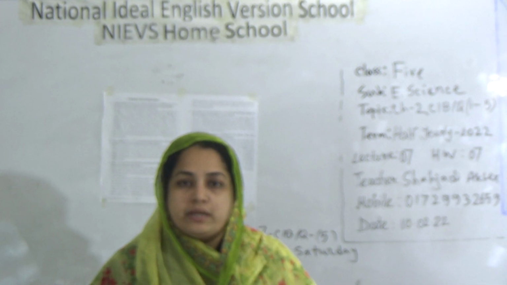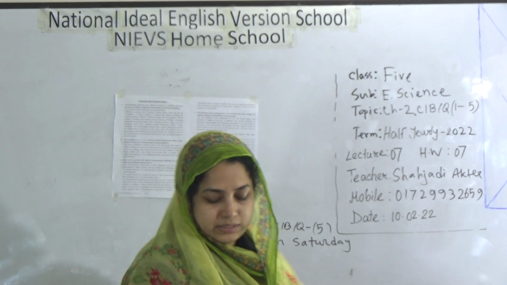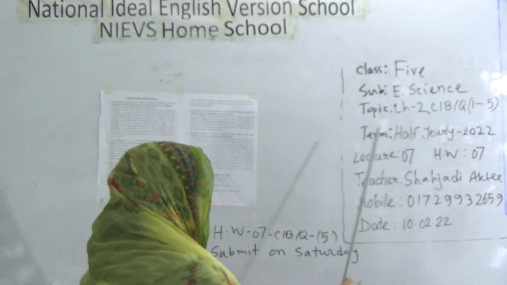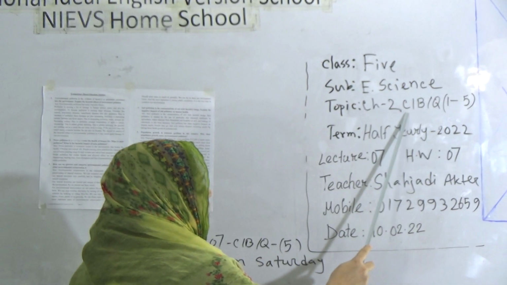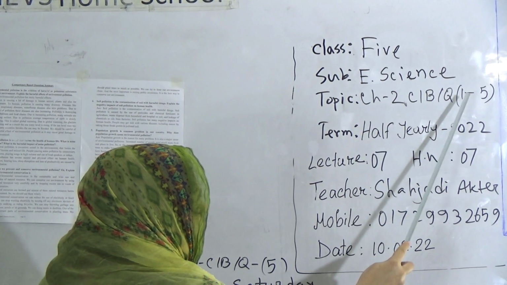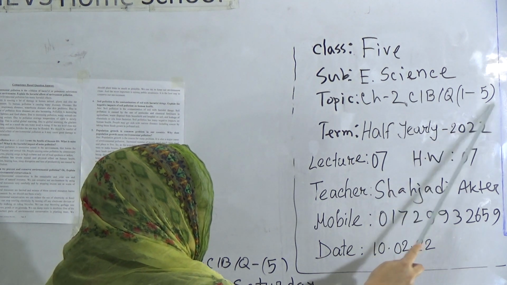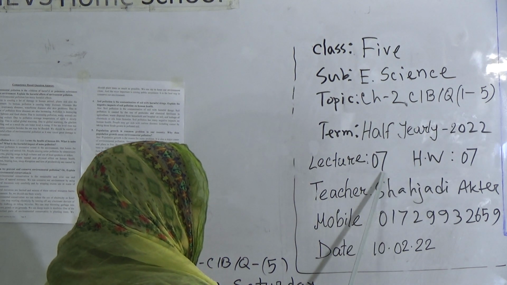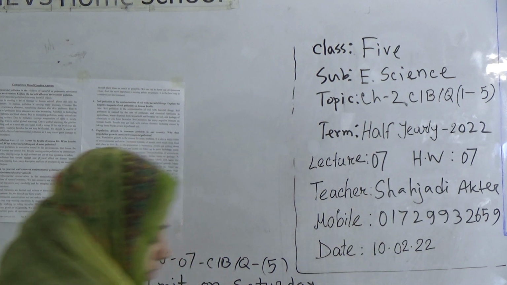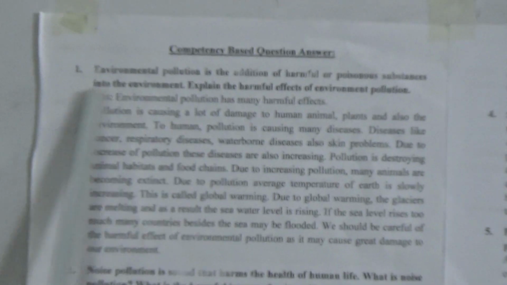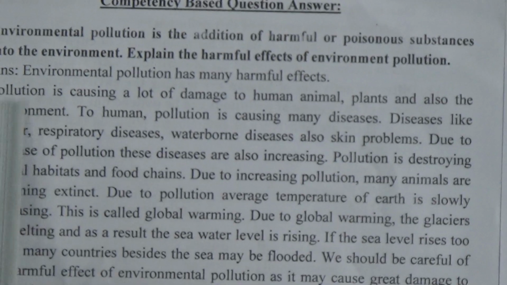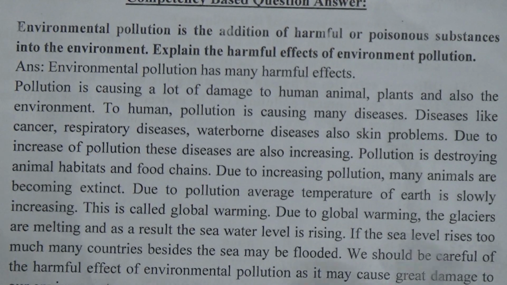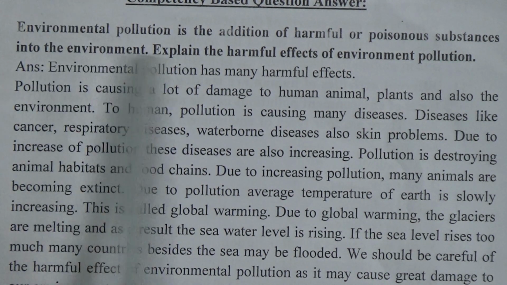Today, I am going to take an elementary science class for class 5 students. Our today's topic is Chapter 2, CBQ 1 to 5. Our today's lecture number is 7 and SW number is also 7. My dear students, let's start our class. This is Chapter 2 and in this class we will discuss CBQ 1, 2, 3, 4 and 5. Okay, now first CBQ 1, that is competency based question number 1.